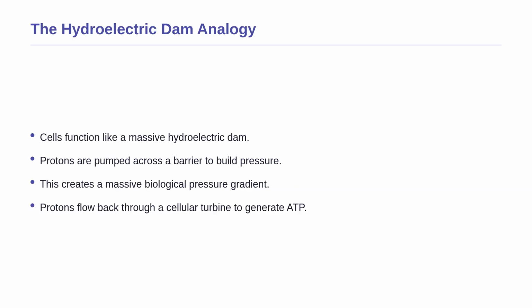To understand this hypothesis, imagine a massive hydroelectric dam holding back millions of gallons of water. The water naturally wants to flow down, but the dam blocks it. When the gates open, water rushes through, spinning giant turbines to generate electricity. In your cells, a very similar process happens. Instead of water, your cells pump tiny charged particles called protons across a barrier, building up a massive biological pressure. When these protons flow back through a special cellular turbine, they generate ATP, the energy currency of your body.